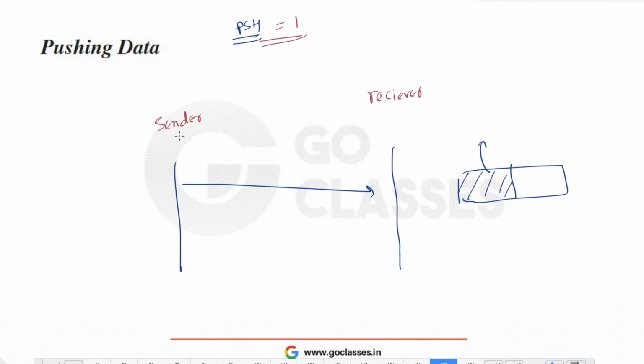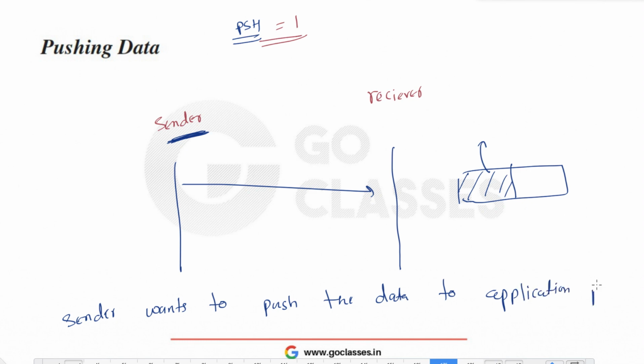Are you getting me? So basically, the sender wants, not the receiver, the sender wants to push the data to the application process as soon as possible. Then what does it do? It sets this flag to be one, and then it says, do not wait for the application process, just push this data to the application process. That's how this PSH is being used.